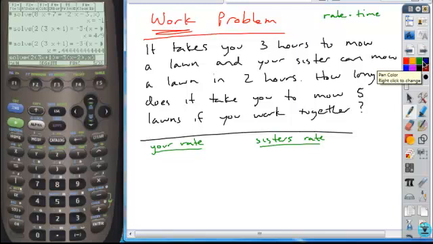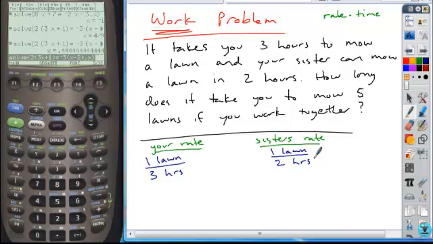All right, so when you look at your rate, if it takes you 3 hours to mow one lawn, that means you can finish one lawn per 3 hours, right? So there's your rate, one third lawn per hour. Okay, what's your sister's rate going to be? One lawn every 2 hours. So her rate is 1/2 lawn per hour. Again, we're going by the units and unit conversion.